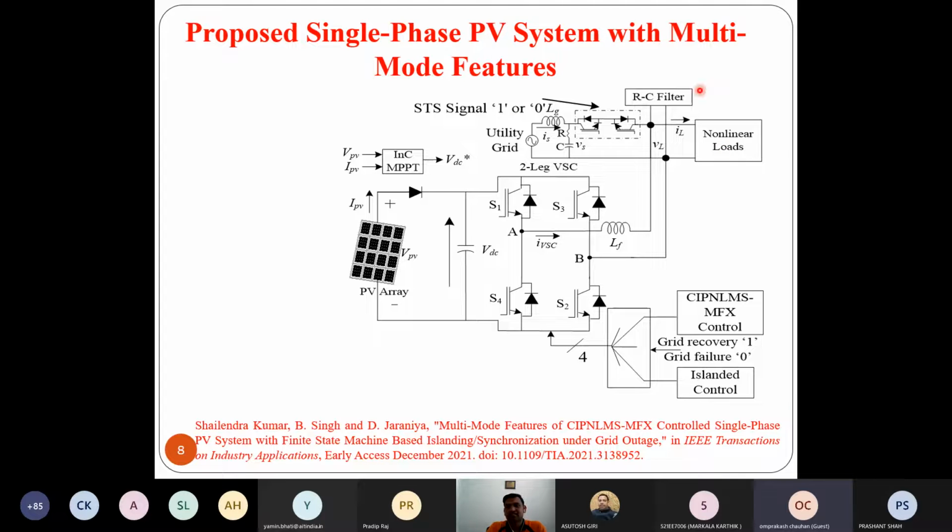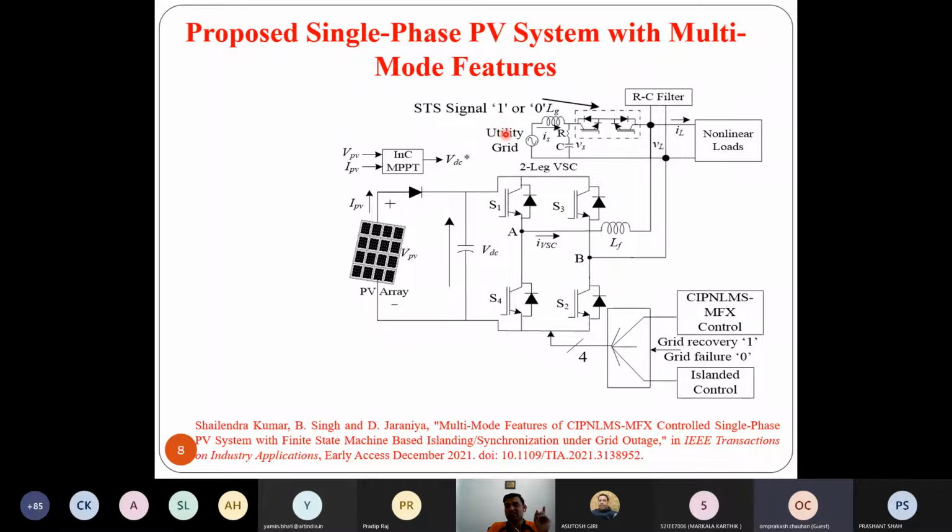And remember, the whole process is autonomous. We need not switch anything mechanically. We need not switch these STS, the mode switching control, all those things. The mode switching control will act automatically whenever the synchronization controller and islanding controller see that there is a fault toward the grid side.